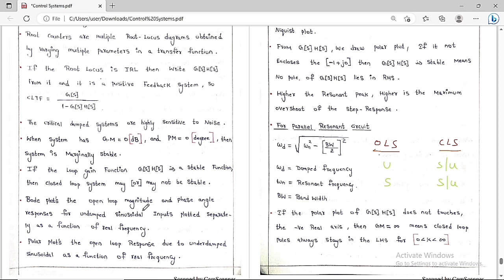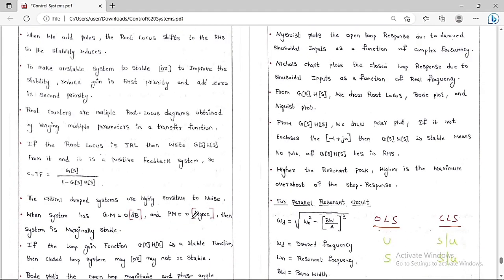For the polar plots, the open loop response due to underdamped sinusoidal as a function of real frequency. Polar plot means, as I have already told, the magnitude and the phase angle both are going to combine. So it is going to plot the open loop response due to underdamped sinusoidal as a function of real frequency. There also the frequency is real, which is omega equal to 0 to omega equal to infinity. We are going to consider the underdamped sinusoid, which means the sinusoid is going to decay, or we can say the oscillations are going to vanish as time goes on.